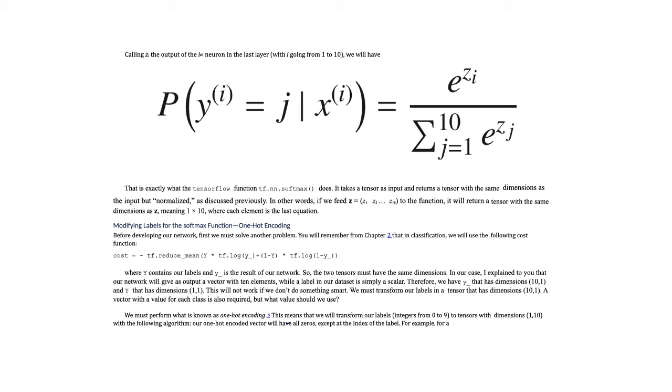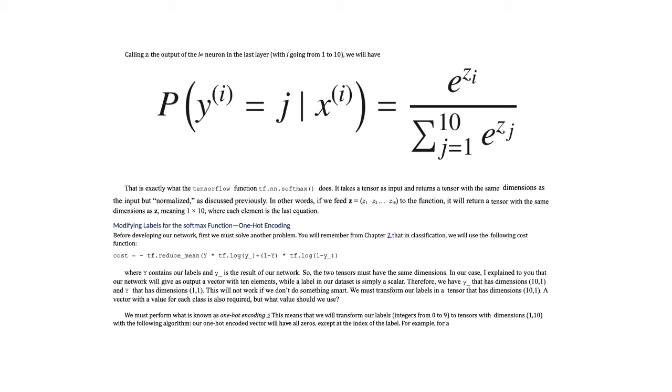Modifying labels for the softmax function, one hot encoding. Before developing our network, first we must solve another problem. You will remember from Chapter 2 that in classification, we will use the following cost function: cost equals tf.reduce_mean of y*tf.log(y_) plus (1-y)*tf.log(1-y_), where y contains our labels and y_ is the result of our network. So, the two tensors must have the same dimensions. In our case, I explained to you that our network will give us as output a vector with 10 elements, while a label in our dataset is simply a scalar. Therefore, we have y_ that has dimensions 10, 1, and y that has dimensions 1, 1. This will not work if we don't do something smart.